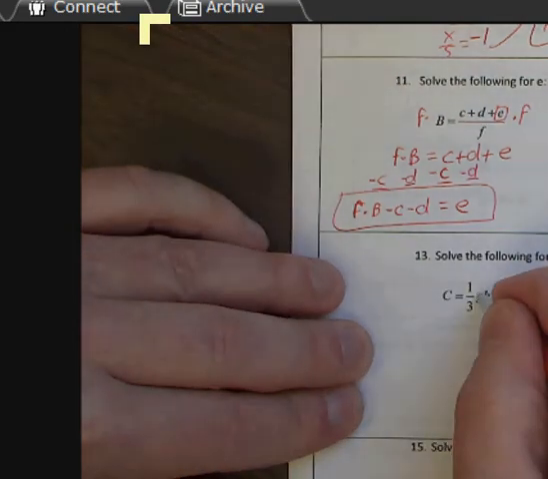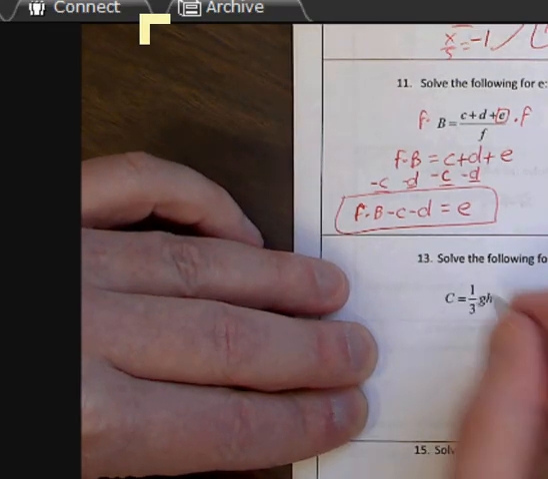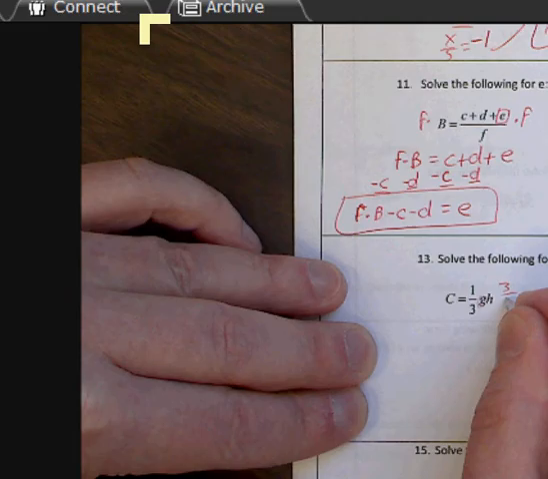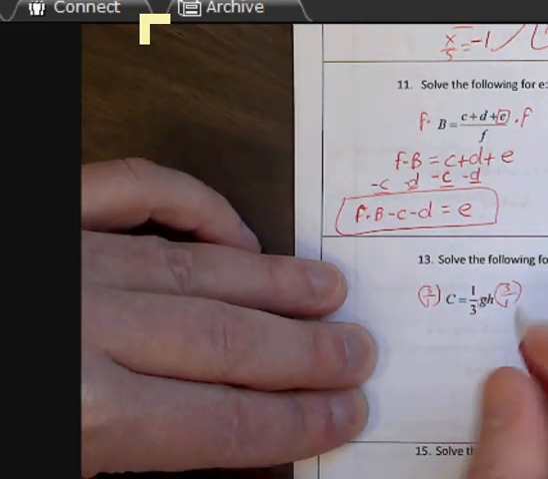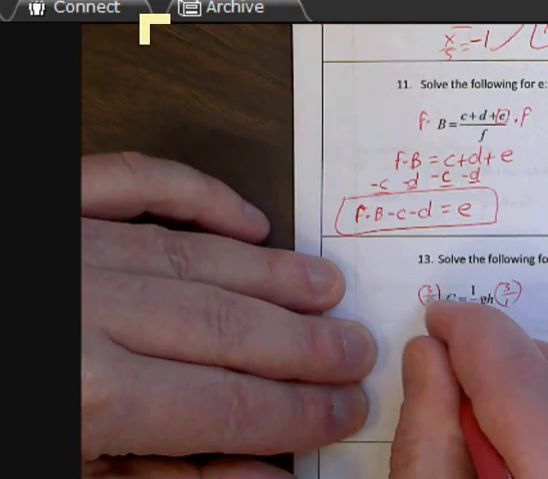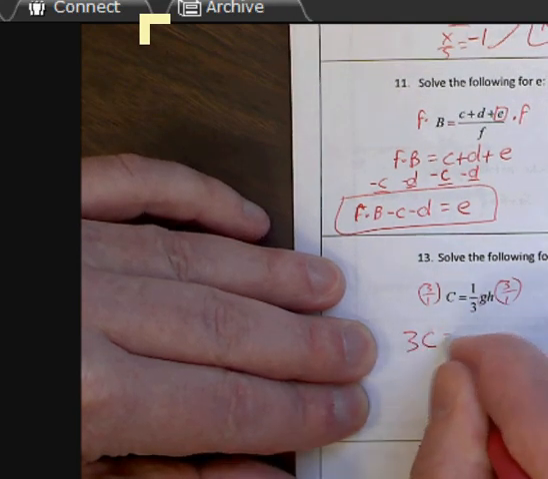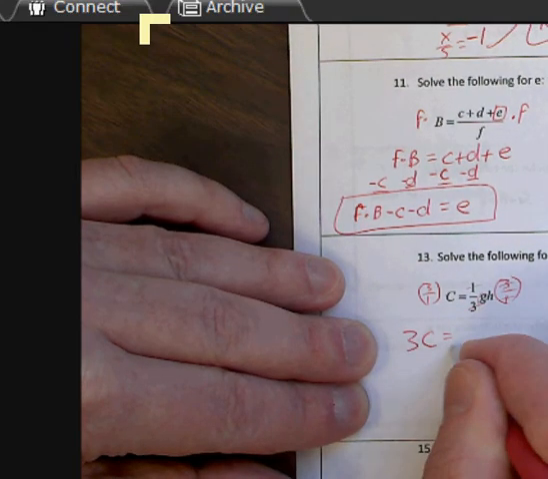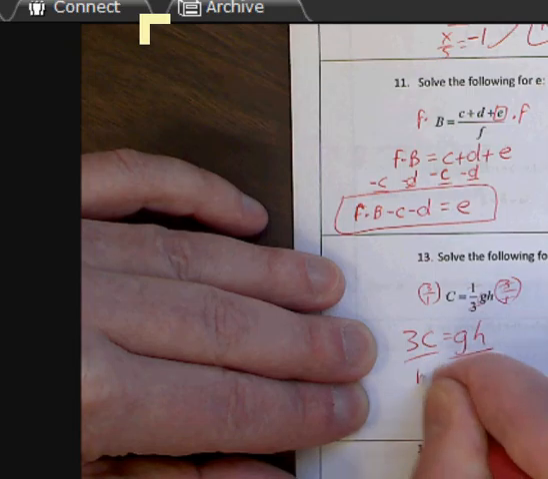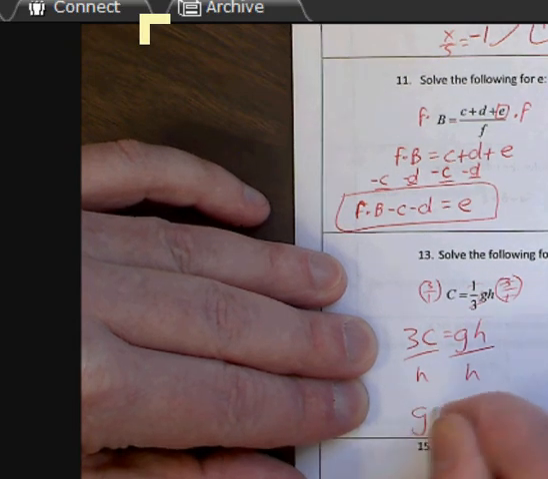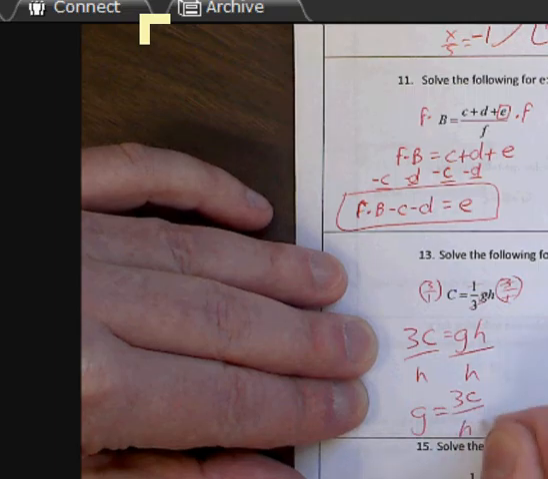Solve for g. I want to get g by itself right here. I'm going to get rid of this fraction first. I'm going to multiply by 3 over 1 on both sides, the inverse, reciprocal. So 3 over 1 is just basically 3, so it's 3 times c equals, this cancels, gh. I want to get g by itself, so I'm going to divide by h. I'm going to put g on this side. G equals 3c over h.